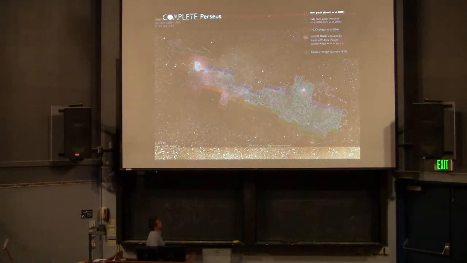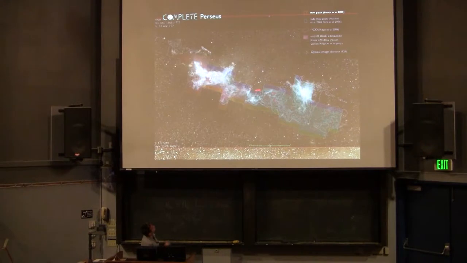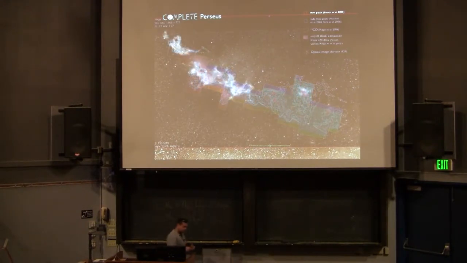If you step through the different channels, you'll see that various features come and go inside the cloud because they sit at different velocities. You have this stuff over here, which I don't know if you can see very well in the room with the lights, but you get this corner over here. It's sitting at a different velocity channel from the stuff over here. So you can see there's a large-scale gradient in the velocities. CO is very useful for helping us understand the structure and the evolution of the clouds.